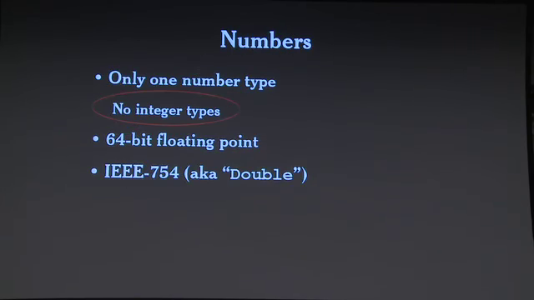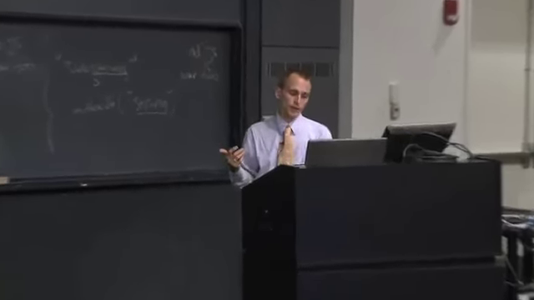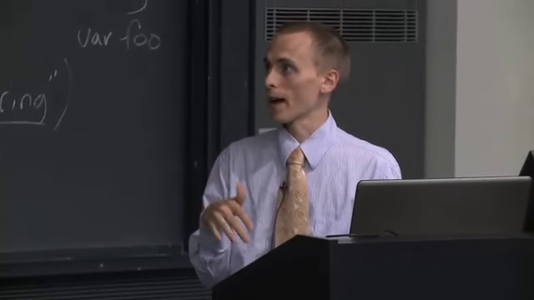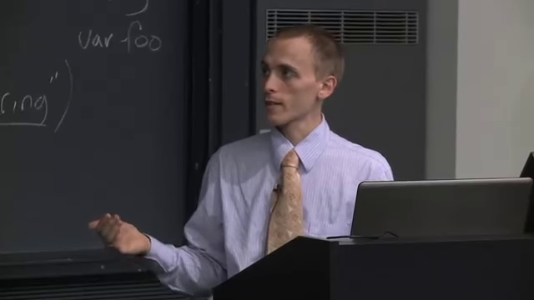So immediately with the lack of an integer type, if you're dealing with money, you'll have to be aware that there's going to be some rounding because there's floating point math all over the place. Of course, it is 64-bit floating point.